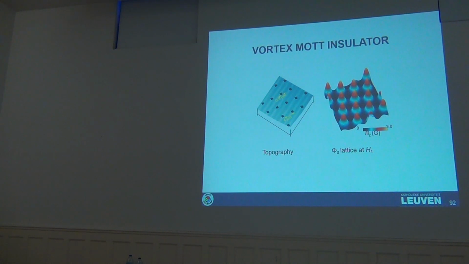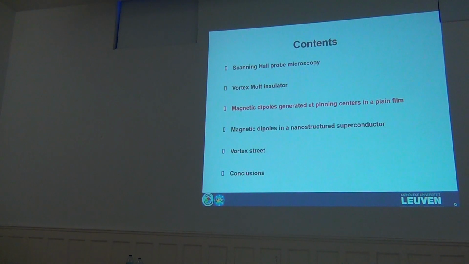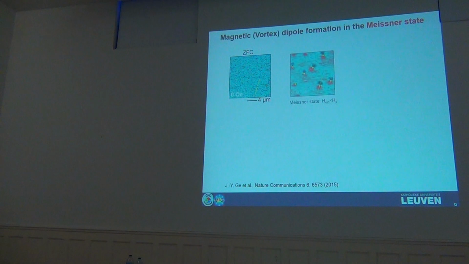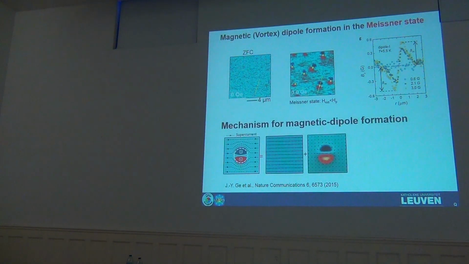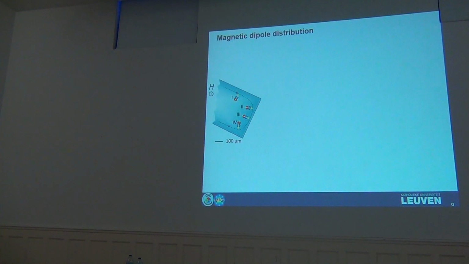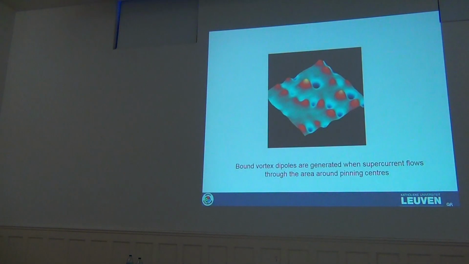But now we will use this sample in order to observe these magnetic dipoles. I've started from this stuff, so you still remember that. But here we had only spurious pinning centers, and we didn't control the position, and we didn't control the strength of these pinning sites. And then you have formation of these vortex-antivortex dipoles, as we have seen already.